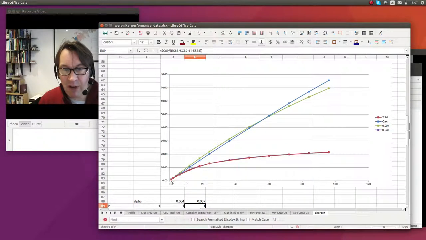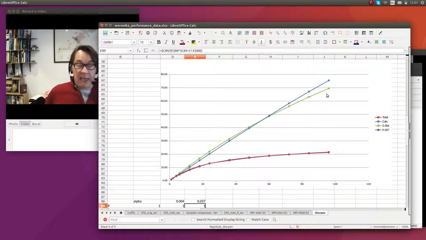Well, I've tried to fit it to Amdahl's law, but it doesn't really work. There's lots of reasons why that might be true. The main reason is that on a shared memory node like Archer has, we've seen that there is contention between the cores. The cores aren't completely independent from each other.